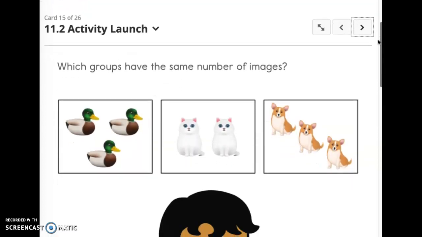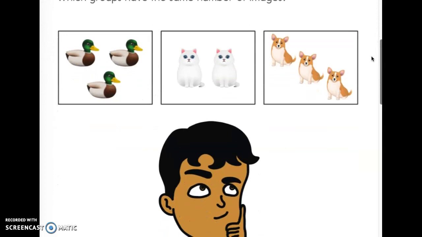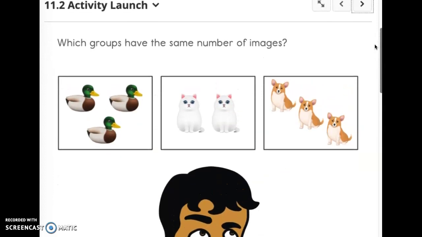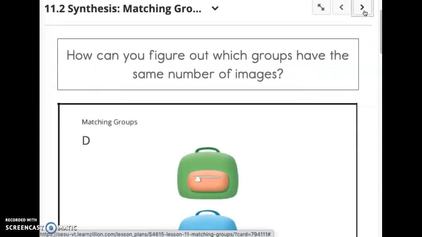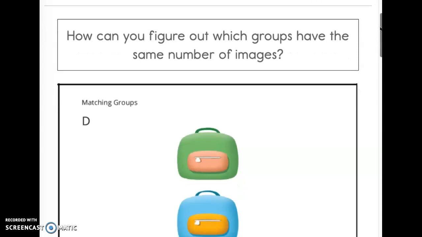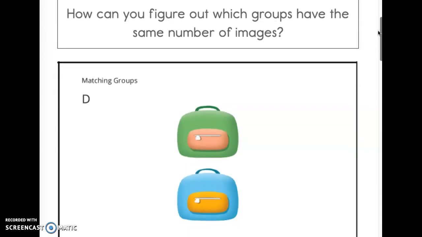Which groups have the same number of images? Which two groups did you choose that had the same number? How did you know? What did you notice? How can you figure out which groups have the same number of images?